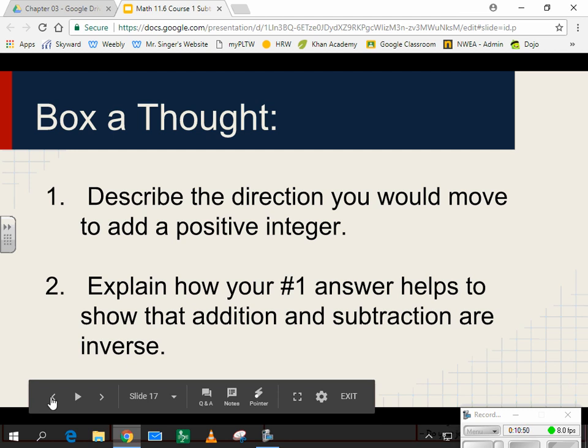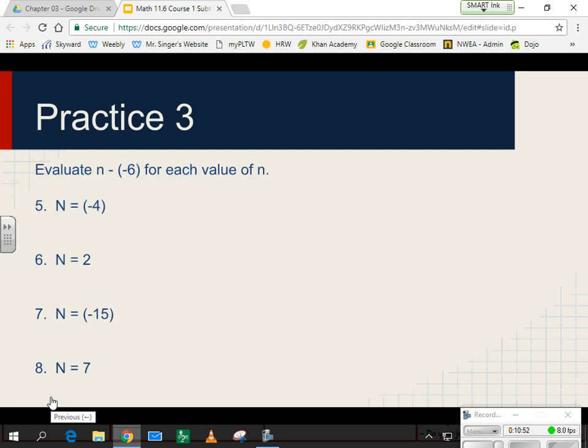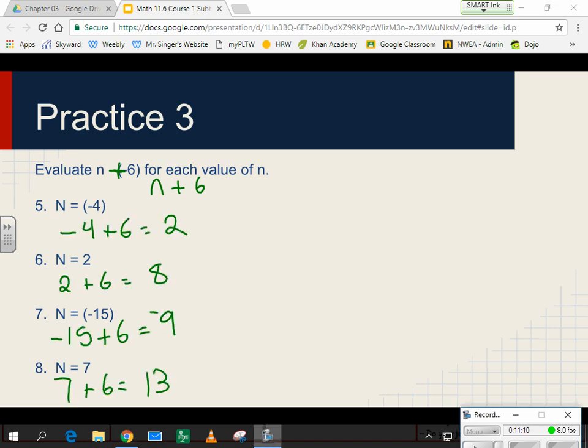You have some problems I want you to do on your own. So go ahead and plug in each one of those for n. And again, you should notice that n is minus negative, so if we replace those two negative symbols, it's really the same as saying n plus 6. That may help you to solve the rest of them. Good luck. And hopefully you got the same answers I did, 2, 8, negative 9, and 13. So I just plug and chugged, and that's what I got.